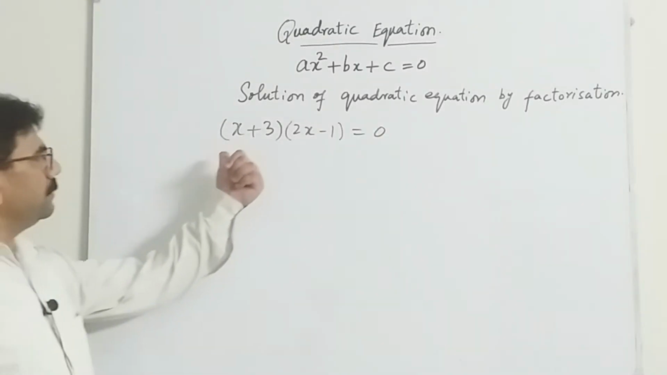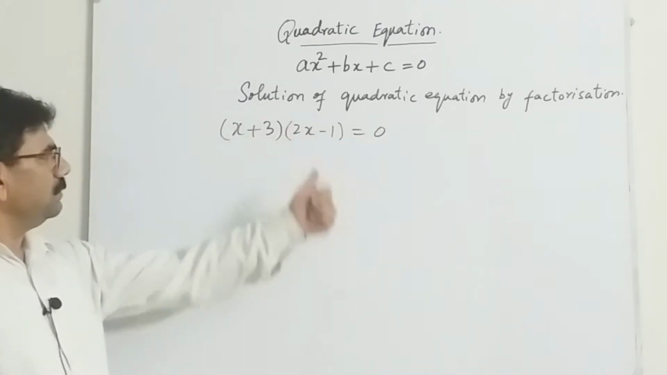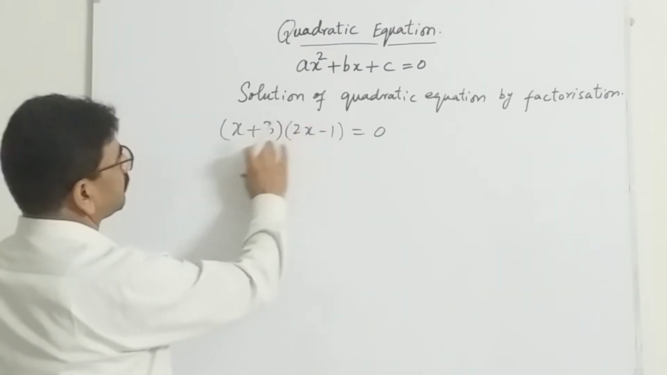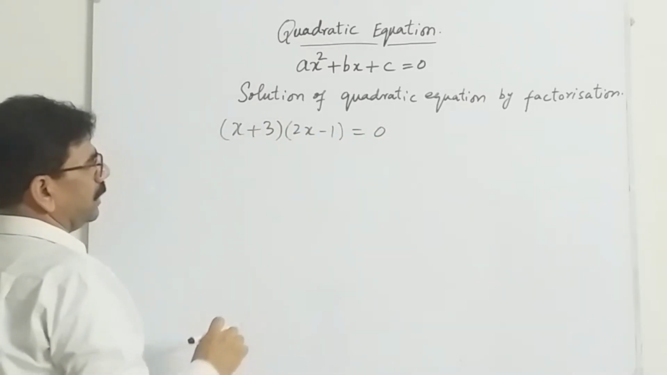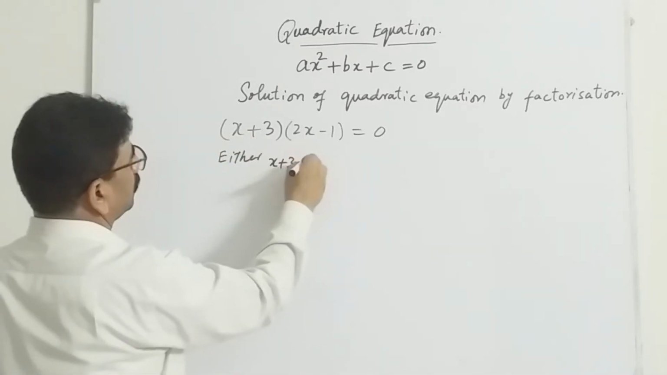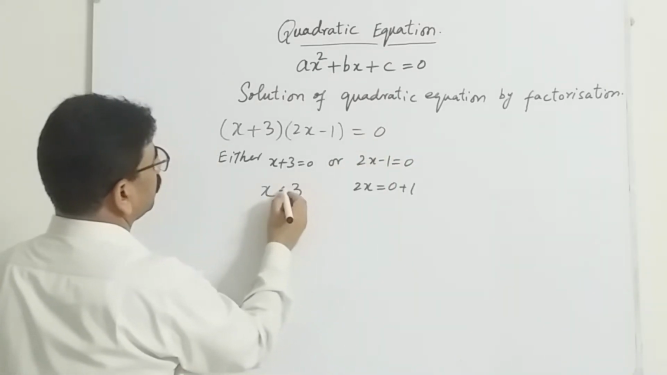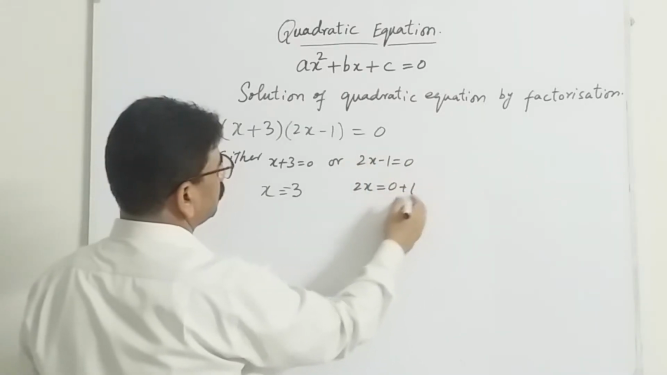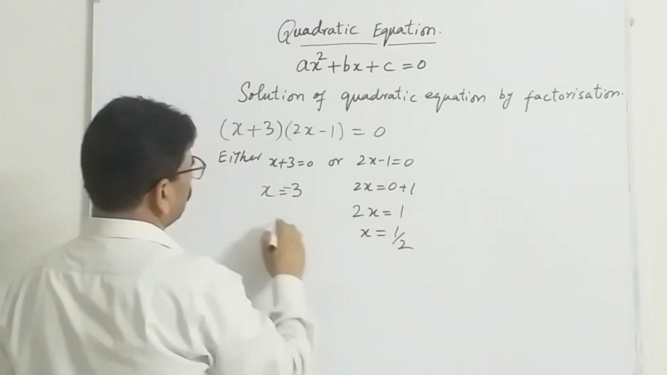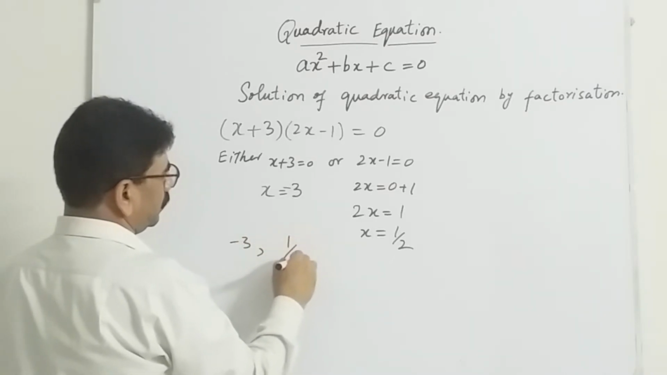Let's solve another example. We are given that x plus 3 into 2x minus 1 equal to 0. We have to solve this quadratic equation. Now again in this case, the product of two expressions is given to be equal to 0, and this is possible only if either x plus 3 equal to 0 or 2x minus 1 equal to 0. Here x will be equal to negative 3 and here 2x is equal to 0 plus 1, 2x will be equal to 1 and x will be equal to 1 over 2. So the two solutions of this equation will be negative 3 and 1 over 2.